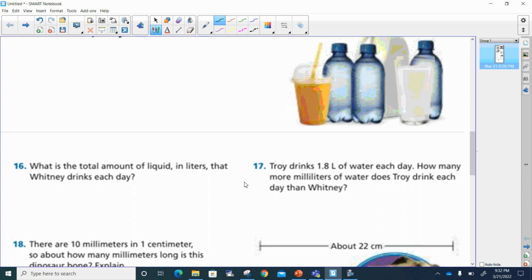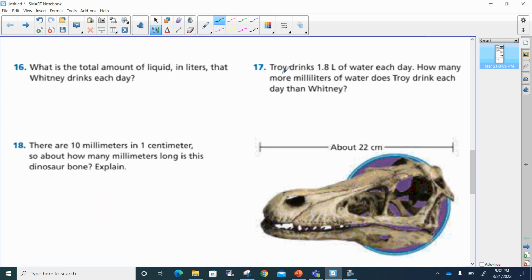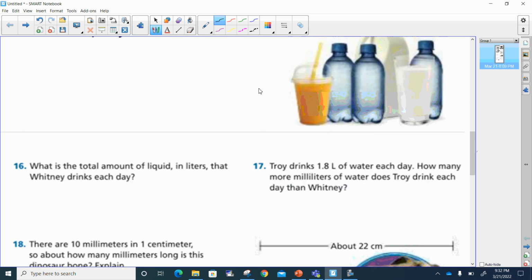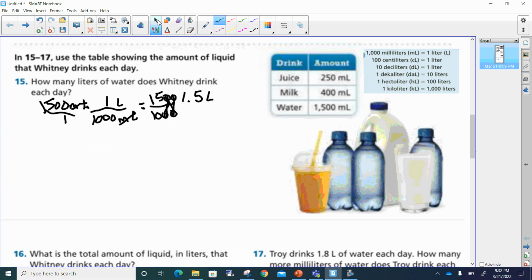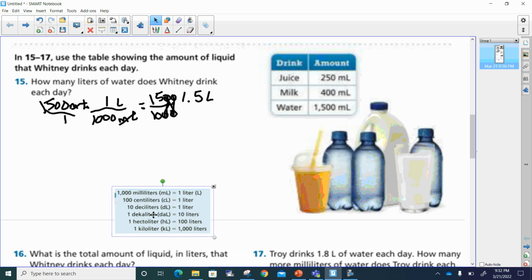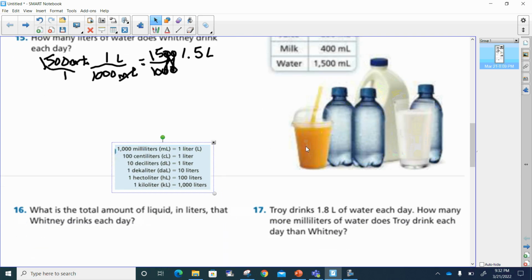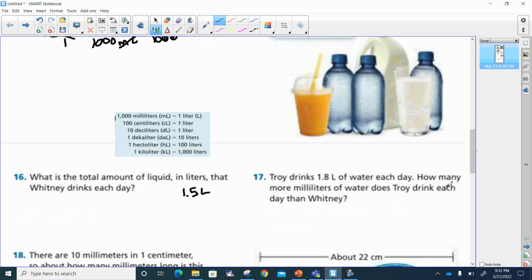All right, going to number 17 now. Oh boy. Troy drinks 1.8 liters of water each day. How many more milliliters of water does Troy drink each day than Whitney? Again, we're going to have to bring down this scale here. And I'm going to try to get Whitney's, remember she's 1.5, so I'm just going to write that over here, 1.5 liters. And it says that Troy drinks 1.8 liters of water each day. How many more milliliters of water does Troy drink each day?